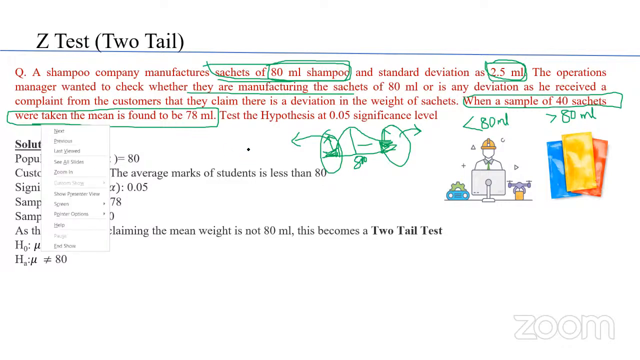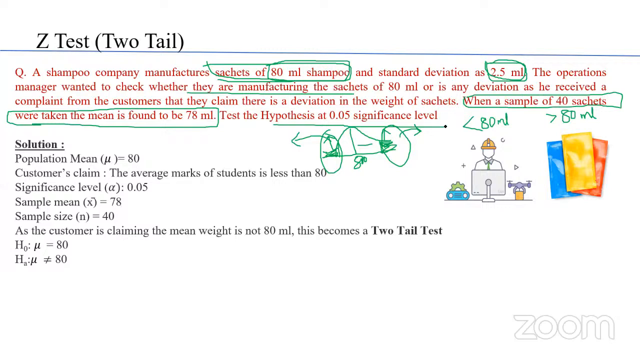Now we have to test the hypothesis at 0.05 significance level. That means 95% confidence level. The confidence level is 95%, and 5% is the significance level. That's why I have mentioned 0.05. I hope you know the difference between significance level and confidence level, right? Yes, sir. There might be a 5% chance, so that is alpha, the significance value, the type 1 error. We call it alpha, 0.05.